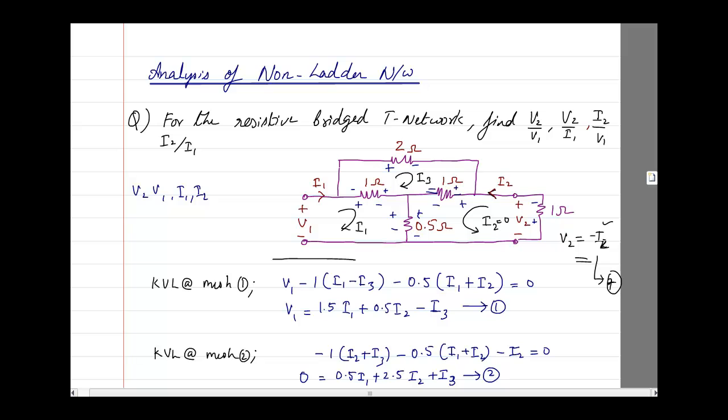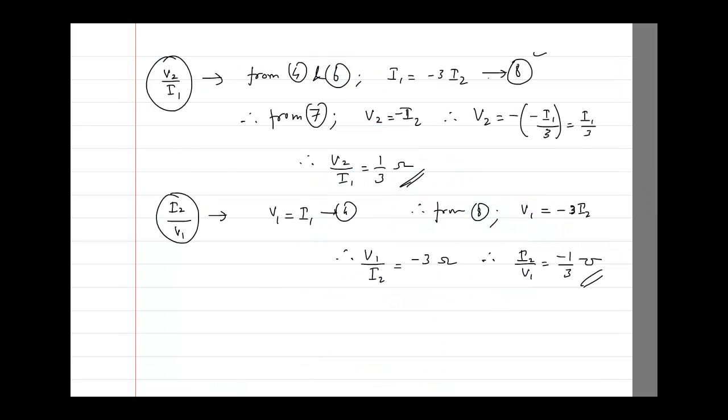What is the last one? I2 by I1, which I have already done from 8. So if I want to find I2 by I1 from 8, I can find I2 by I1 is equal to minus of 1 by 3. So I have found out.